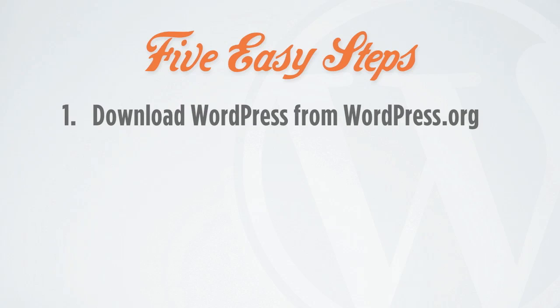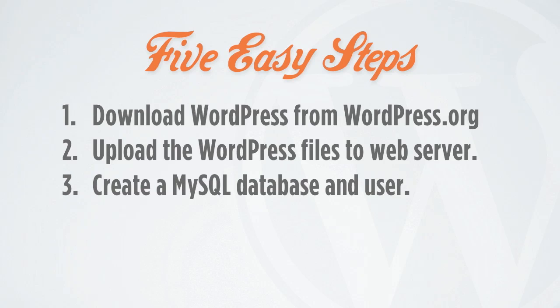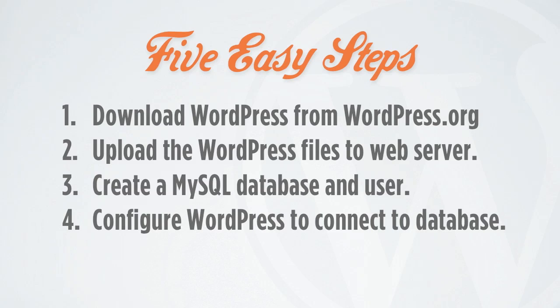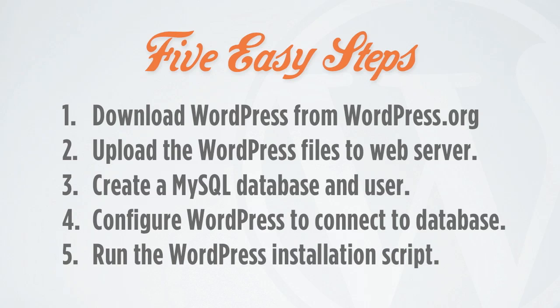To install WordPress, we're essentially going to complete 5 steps. First, we'll download the latest version of WordPress from WordPress.org. Then, we'll upload those files to our web server using FTP. Third, we'll create a MySQL database and user for WordPress. Then, we'll need to configure WordPress to connect to our newly created database. And last, we'll complete the installation and set up our new website. So let's get started.